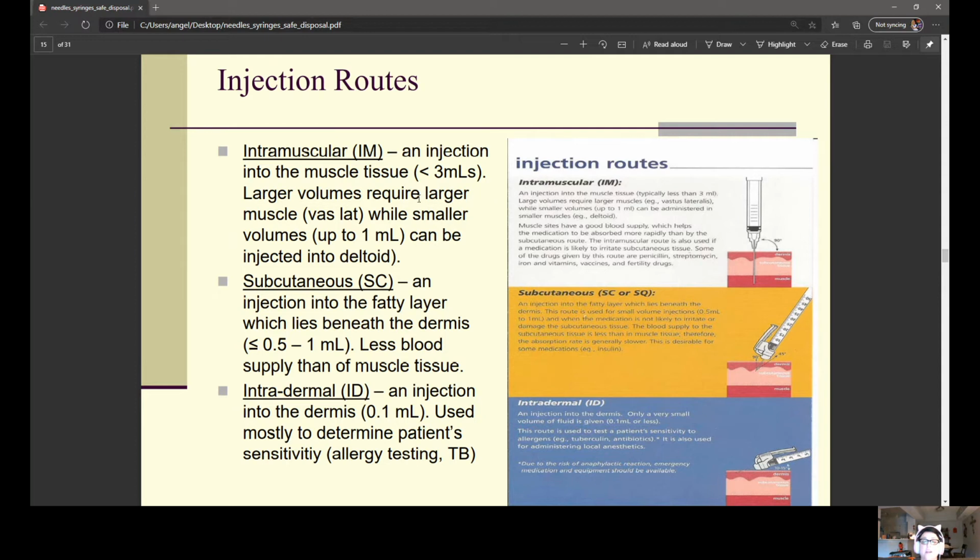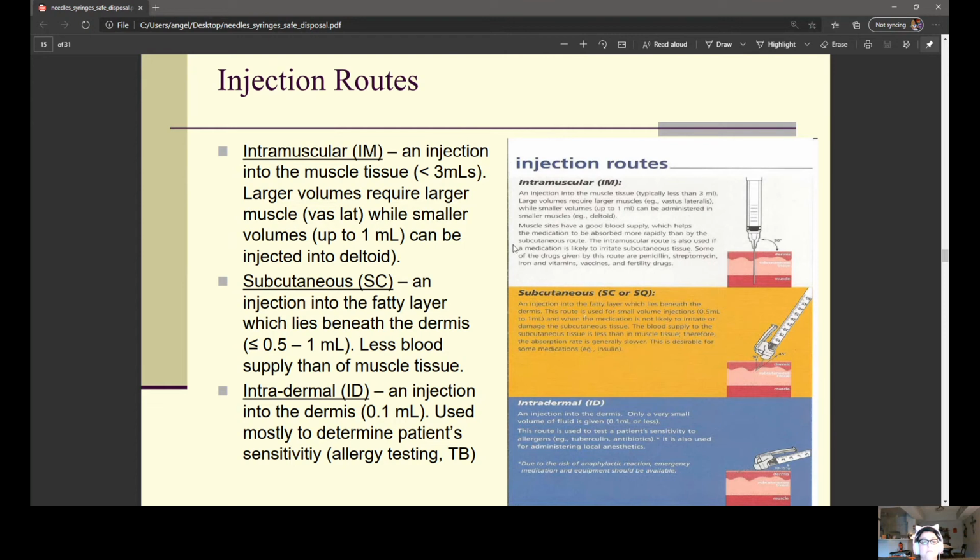So take a few minutes, look through these. Like I was telling you earlier, the most common area is going to be the deltoid, and then the upper gluteus, and these different muscles in these different areas are going to be the common injection sites. And I have a picture that I'm going to post.